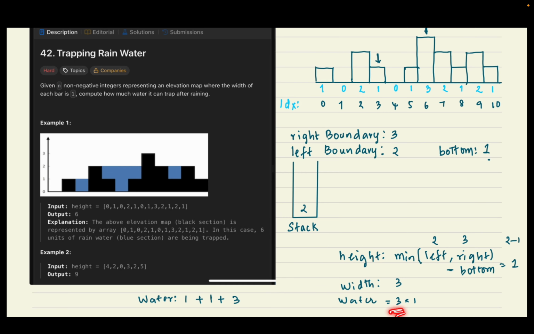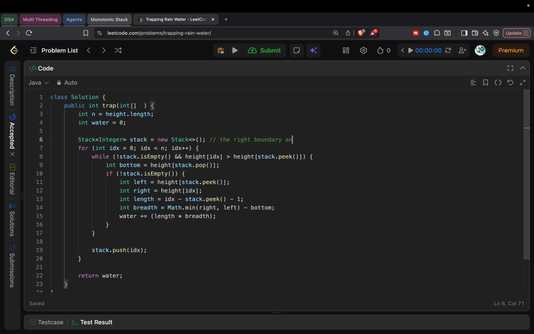Okay, so as we have been given heights, right? So the length of the height, I have stored it in n, and water is the variable which will determine the total water I can store. Okay, as stated, I need a stack which will help me to determine the right boundary and the left boundary, correct? Now I will be processing my heights from left to right, that means from index 0 all the way to the end.